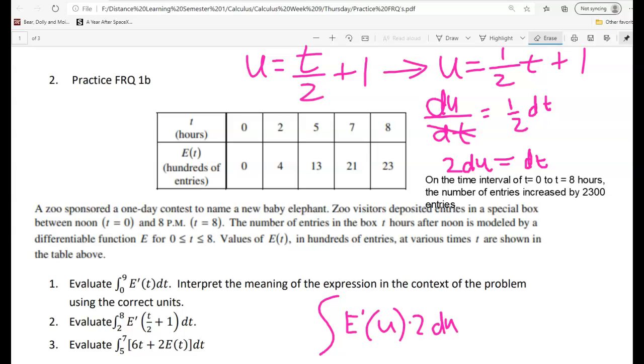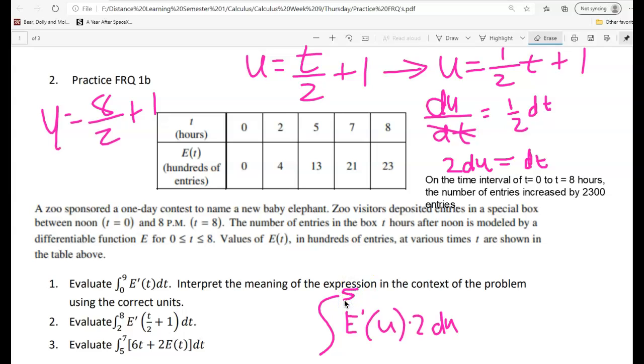Right? And whenever you do u substitution with definite integrals, you also need to change your limits. And the way that we do that is by plugging in the limits they gave you into your formula for u. So let's plug in the 8 first. 8 over 2 is 4, and 4 plus 1 is 5. So the top limit becomes 5.